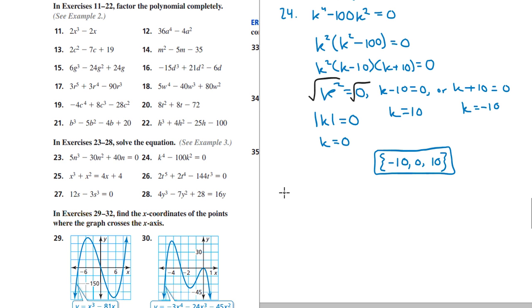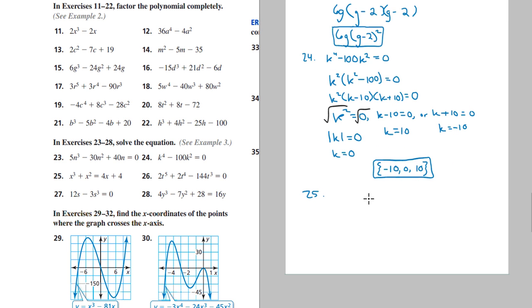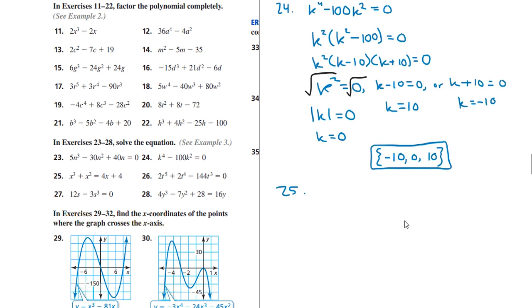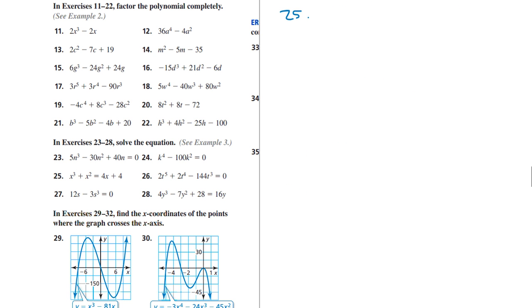All right, going on to number 25. I need to make this a little bit bigger here. So on number 25, we are given x cubed plus x squared equals 4x plus 4. So in this one, I need to make it equal 0 to apply the zero product property. So subtract the 4x from both sides of the equation, subtract the 4 from both sides of the equation, and this is the equation that it becomes.